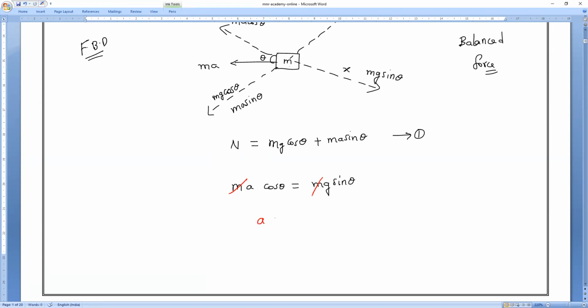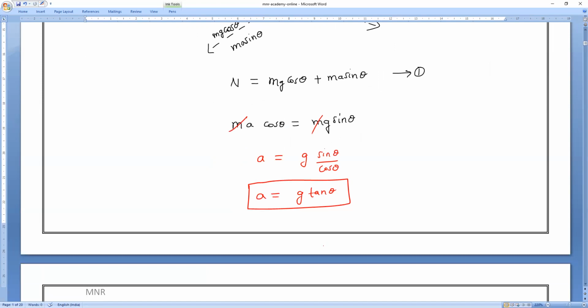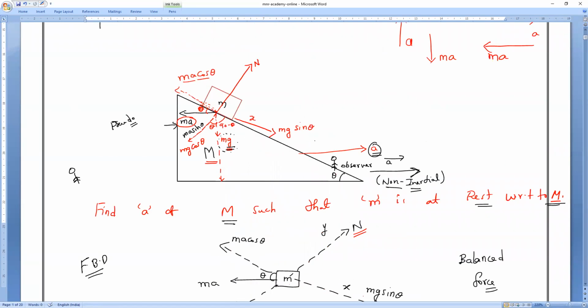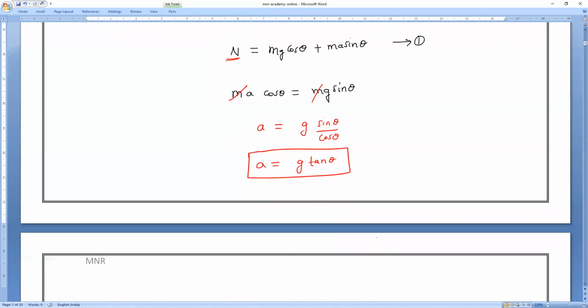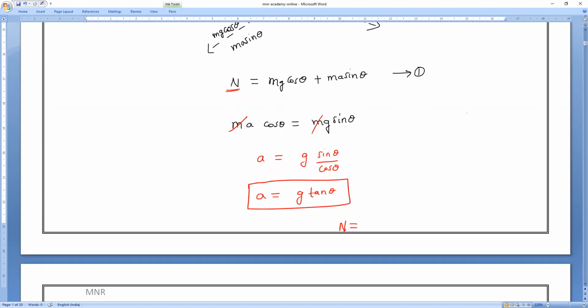Now if you observe, I will write a equals g into sin theta by cos theta. Sin theta by cos theta is equal to tan theta. So the acceleration a is equal to g tan theta. Now we want to know the normal reaction, so that we have to find it. What is the formula for the normal reaction? Check it, everyone.